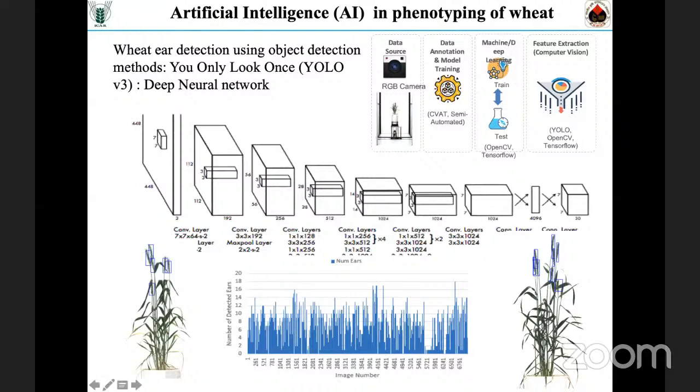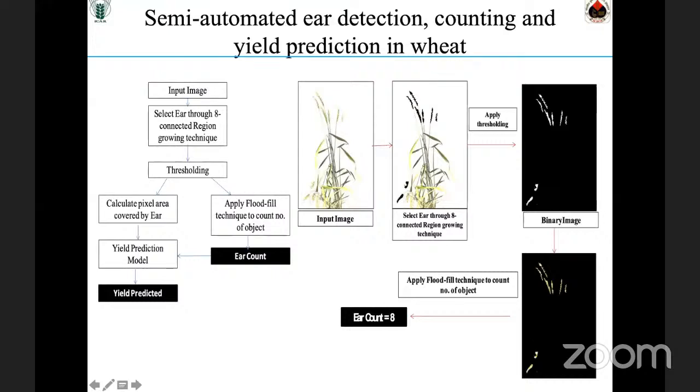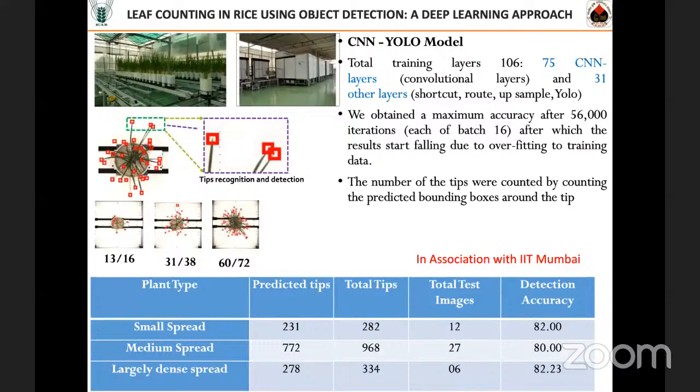The same technique we use here is called You Only Look Once, and then you are able to capture the number of ears. The same thing we are also trying to do using simple thresholding, capturing the number of panicles and ears, counting those grains, and going for yield predictions. And again, the number of leaves. These are all important attributes, parameters or traits which we use for discriminating how good they are. Once it is successful in the controlled conditions, we are going to do the same thing in field conditions.